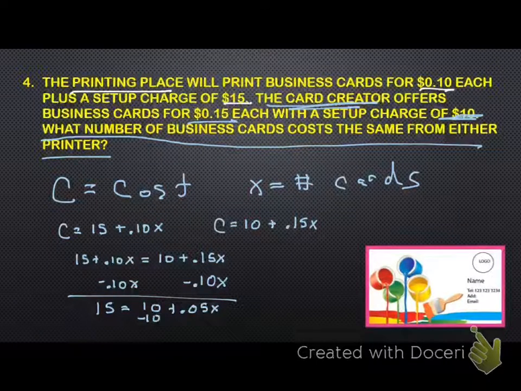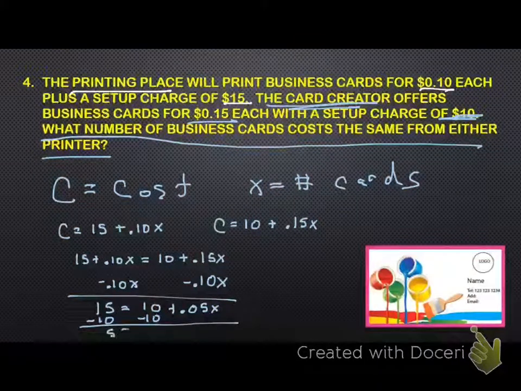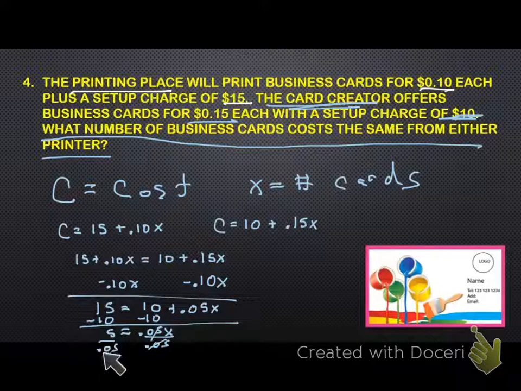I apologize, it's a little low on the screen. So now I have 5 equals 0.05x. Then I'm going to divide both sides by 0.05. Can you guys see okay? Take 5 divided by 0.05. Brooklyn, how many cards? Can you please answer 5 divided by 0.05 for me? I agree with that. Anybody else get 100?